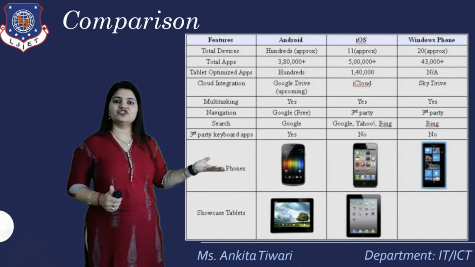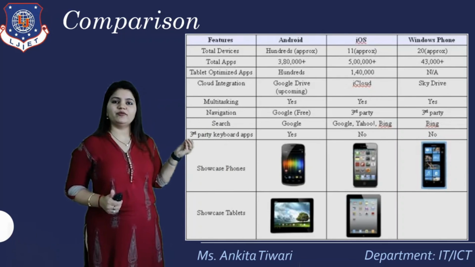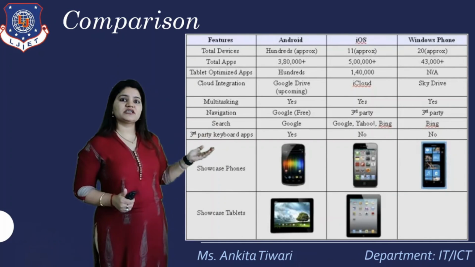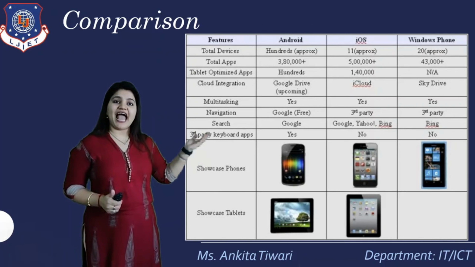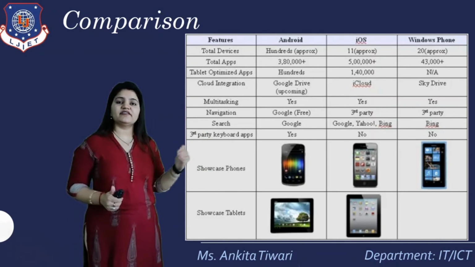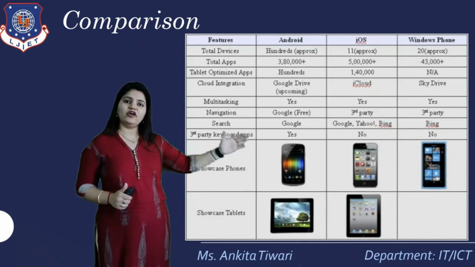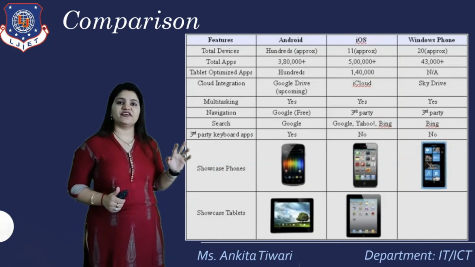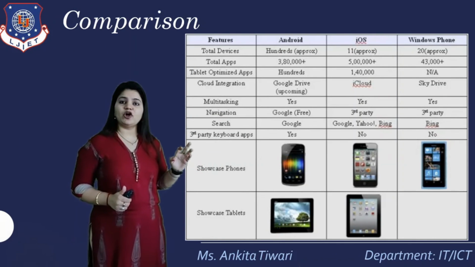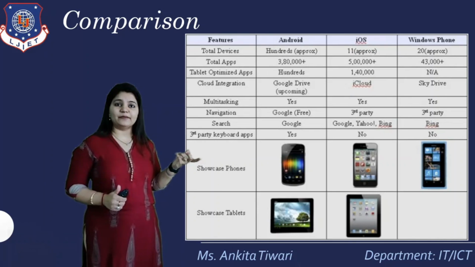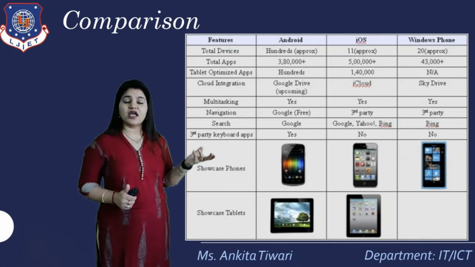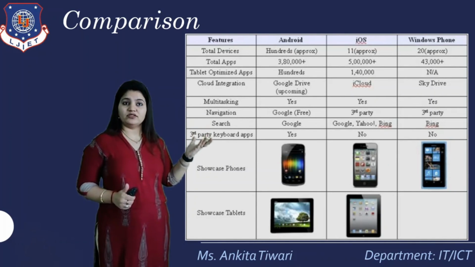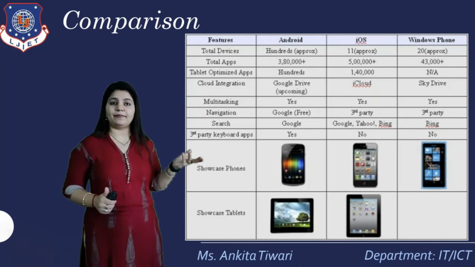If I talk about one point, multitasking: in Android it is there, yes, in iOS also yes, and in Windows also, because multitasking is a very basic thing. So all three operating systems provide this feature. If I talk about tablet optimized apps, in Android it is in the hundreds only, but in iOS, as you can see, 140,000, and in Windows it is not applicable.